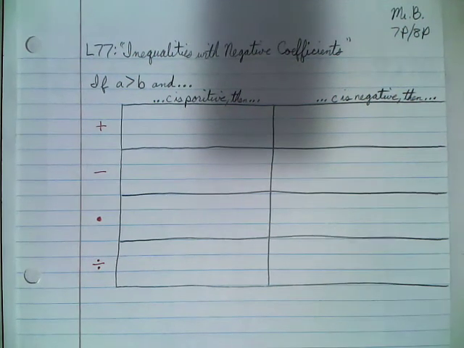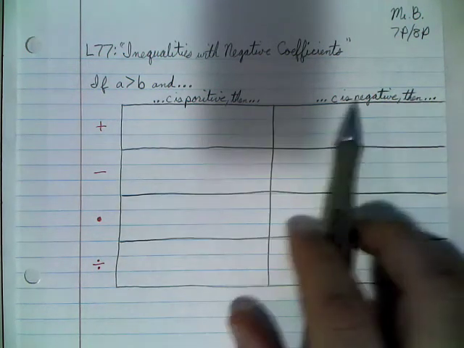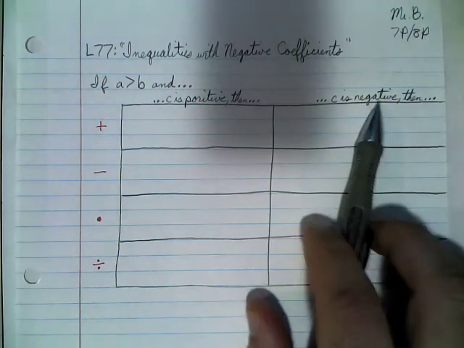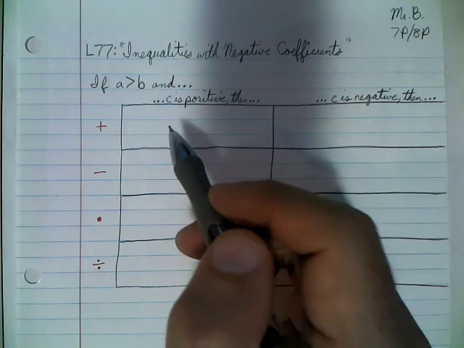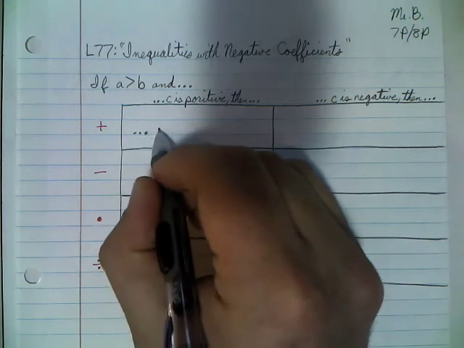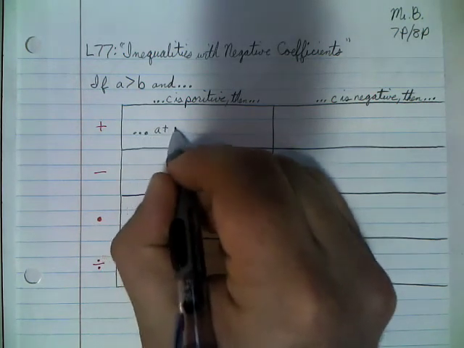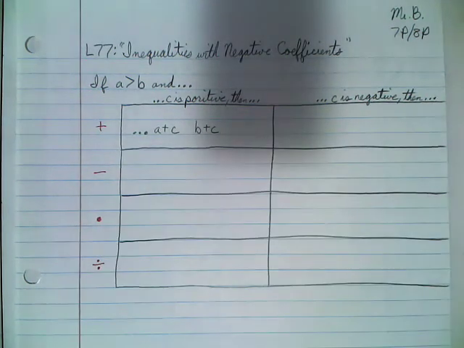There's really two things we want to look at. And we want to look at, after the and, is whether C is positive or C is negative. And so what we're going to do here is we're going to take our inequality and we're going to say, all right, if C is positive, then, and we'll continue it down here, then what happens when I have A plus C and I compare that with B plus C? So let's take a look.